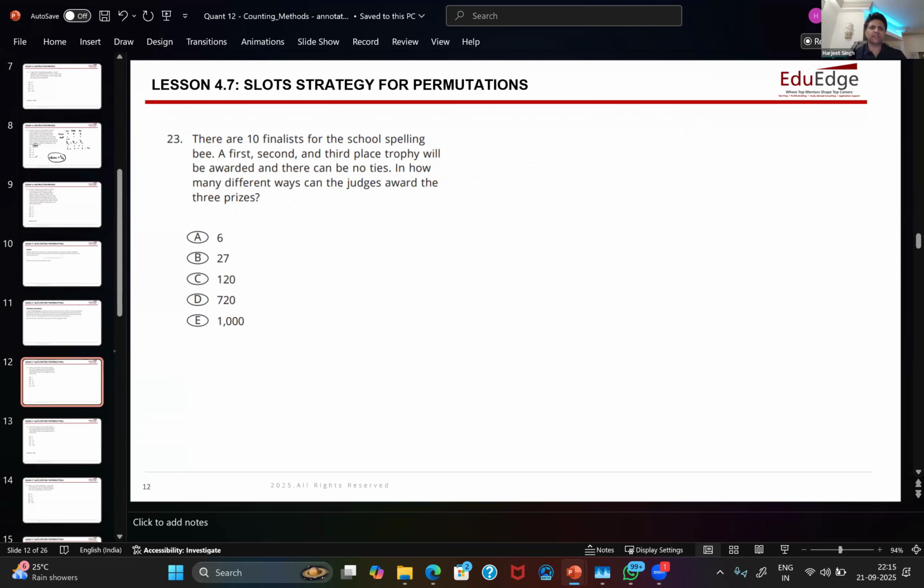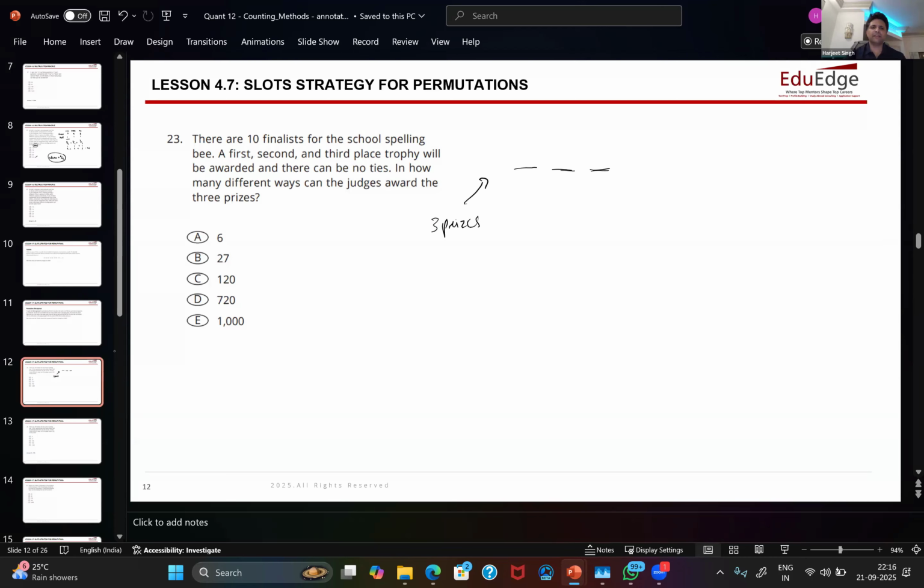All right, next question. There are 10 finalists for the school spelling bee. A first, second, and third place trophy will be awarded, and there can be no ties. In how many different ways can the judges award the 3 prizes? So always put blanks for the positions which you need to fill up. So there are 3 prizes, so hence there are 3 blanks here.